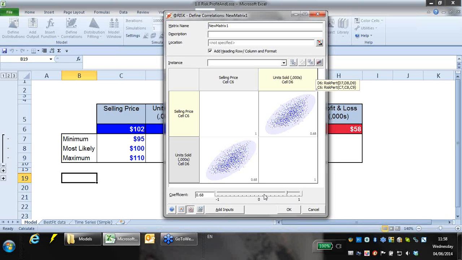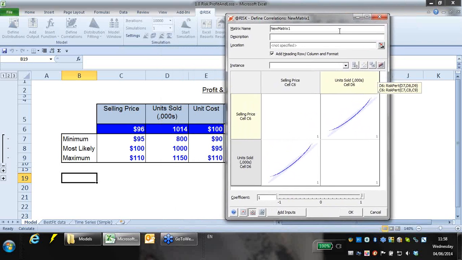It's more important to make sure that they exist in the first place, and then to give some idea of the tendency, whether they're positive or negative. So in this particular case, if it was a positive one, then I put my selling price up, then my units sold is also going to increase, which is of course nonsense.